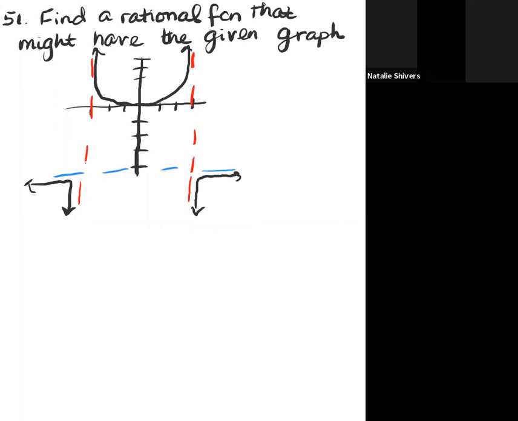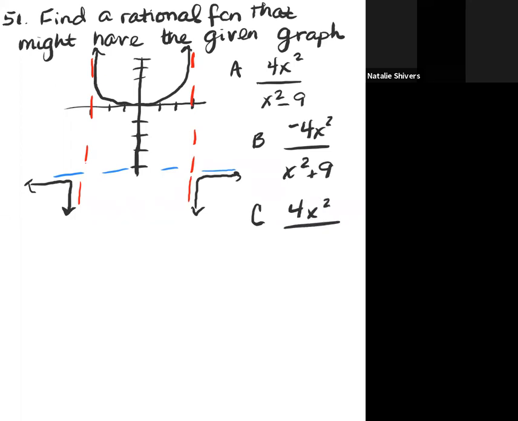So they're going to give you multiple choice. I'm not going to write r of x, it's going to take up too much room. We get 4x squared over x squared minus 9. We get negative 4x squared over x squared plus 9. We get 4x squared over x squared plus 9. And we get negative 4x squared over x squared minus 9.